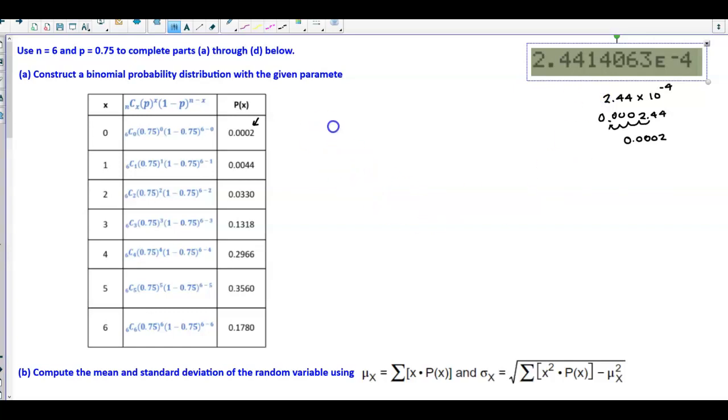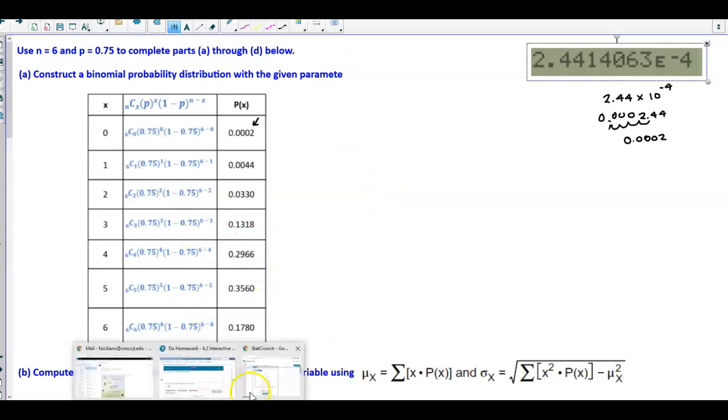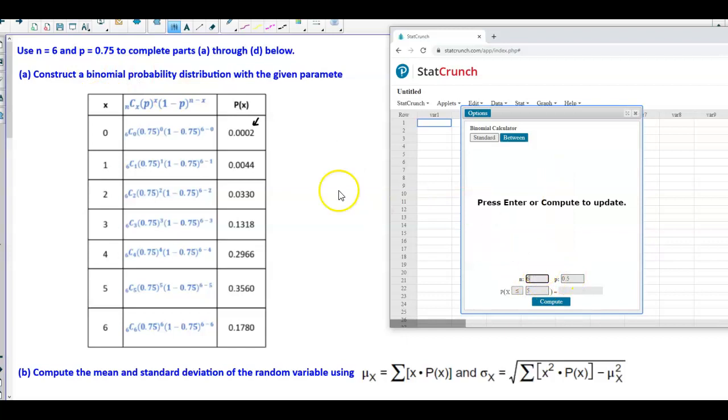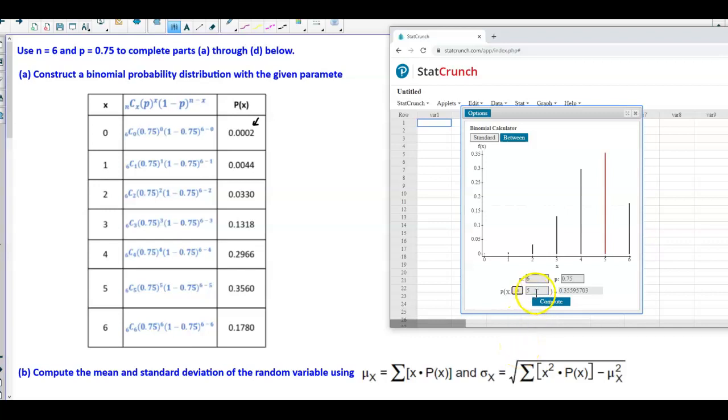Now, we can either use the calculator to find each individual item, or we can also use Statcrunch. How would we use Statcrunch? We make sure we have standard, we make sure that n is equal to 6, and then we put in the probability of 0.75. Since it says exactly, for each individual one we put in the value of 0. When we put in 0, you can see that we get 0.0002.